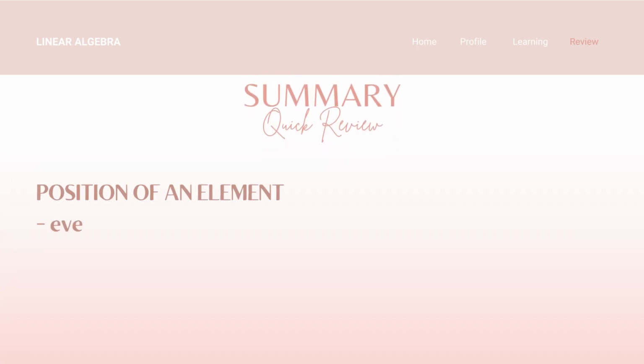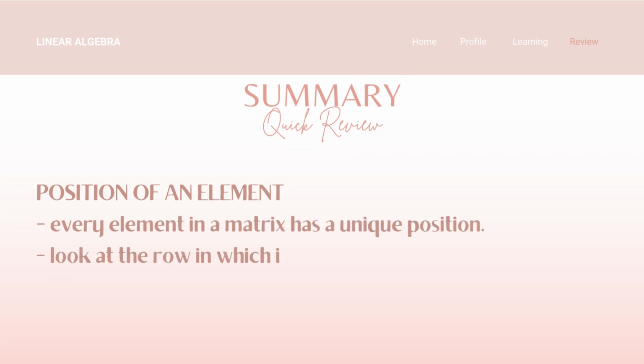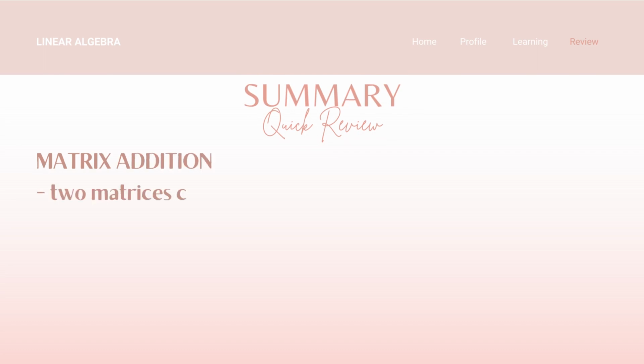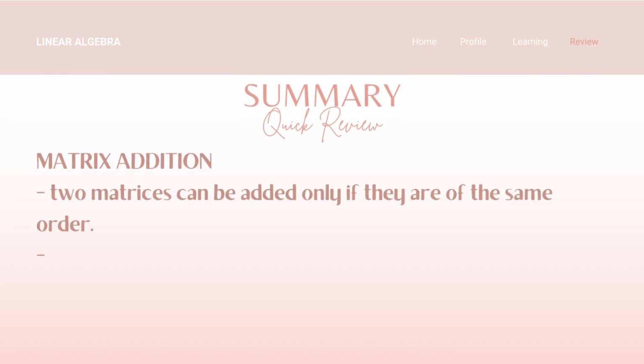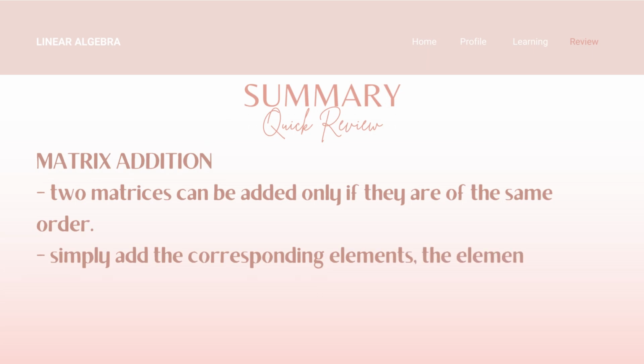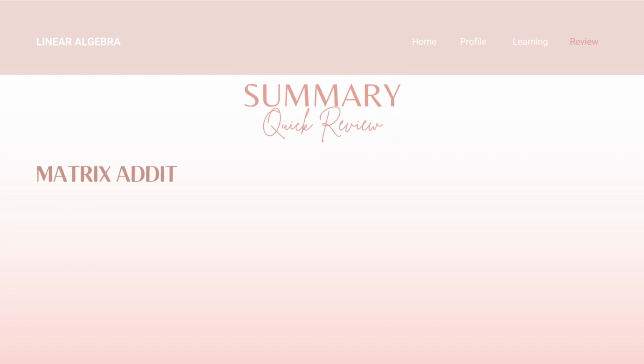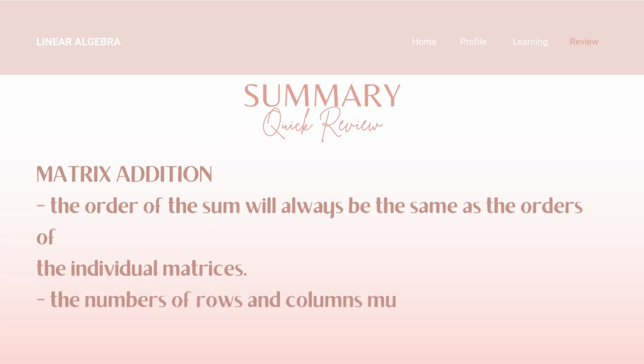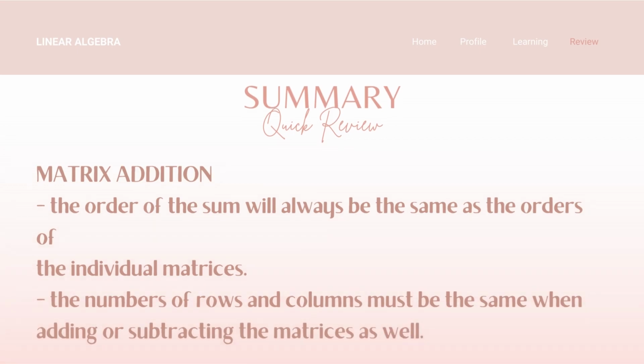Position of an element. Every element in a matrix has a unique position. To know the unique position, you look at the row in which it is placed, then the column. Row, column. In matrix addition, two matrices can be added only if they have the same order. Then, simply add the corresponding elements which have the same position. Then, the order of the sum will always be the same as the order of the individual matrices, and the number of rows and columns must be the same when adding or subtracting the matrices as well.